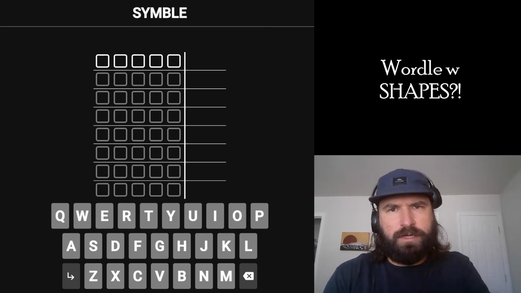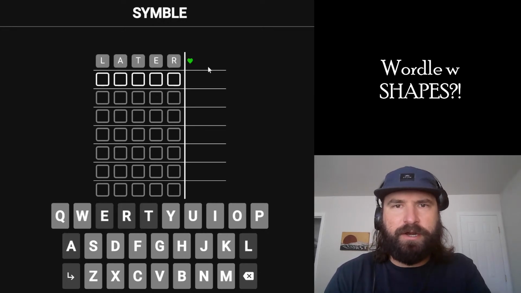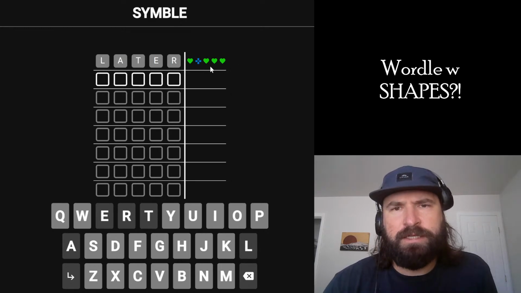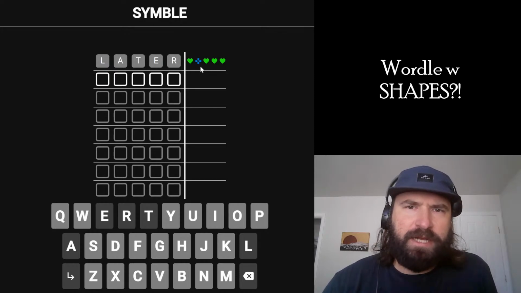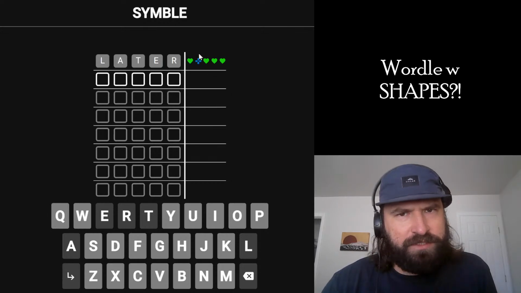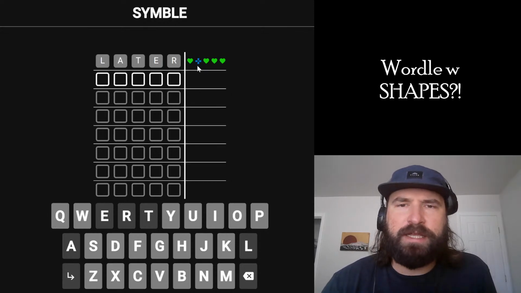So let me put a guess in here. I usually like to start with later. All right, so we get two different shapes from this guess. And the shapes change every time, so the colors of the shapes don't really mean anything. But I'm assuming this cross is telling us something about the second letter of the answer.